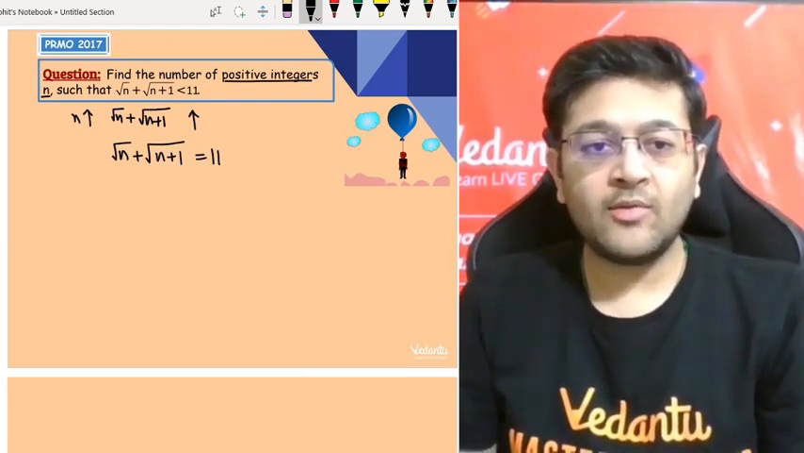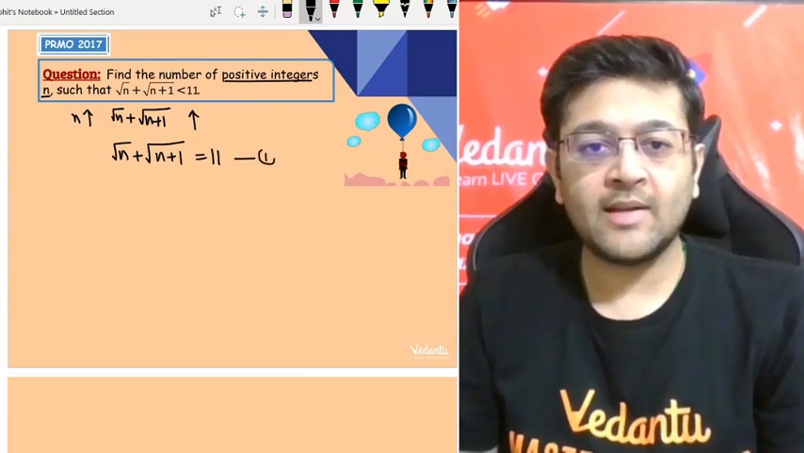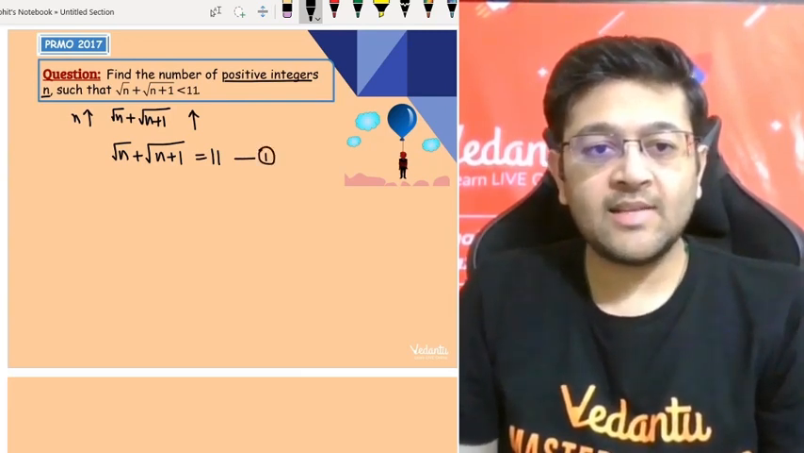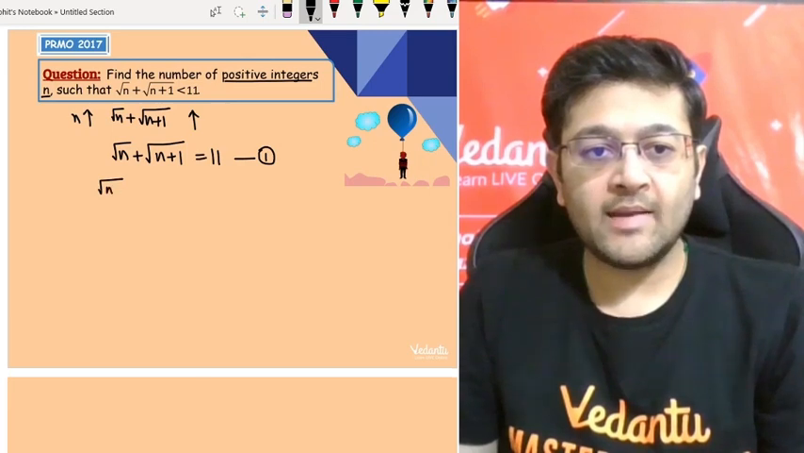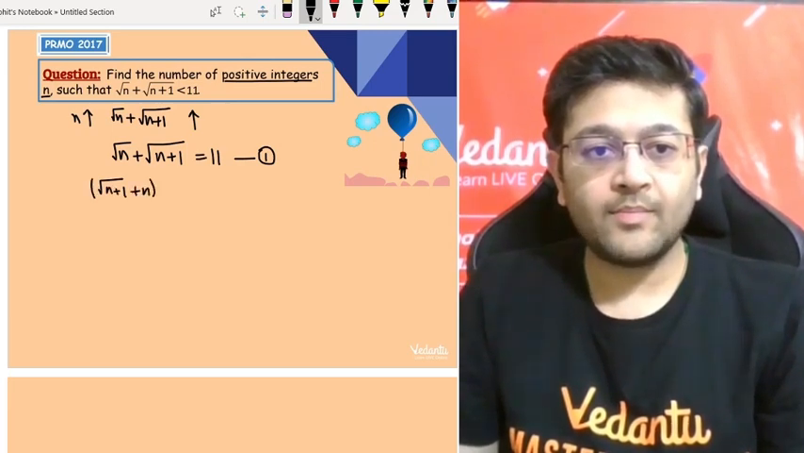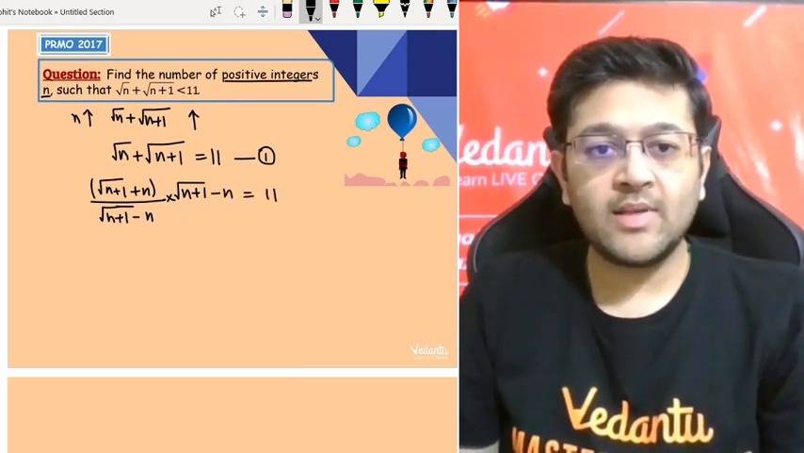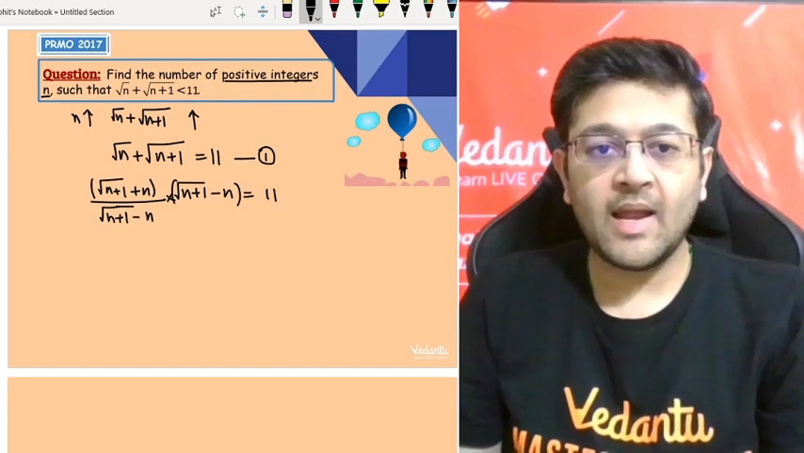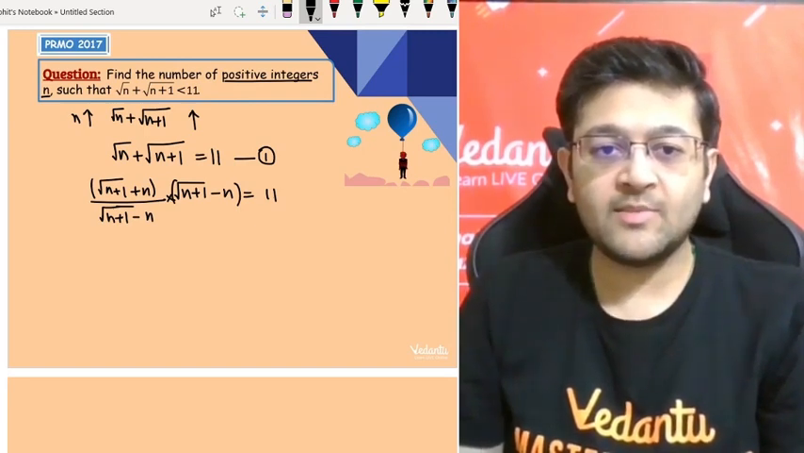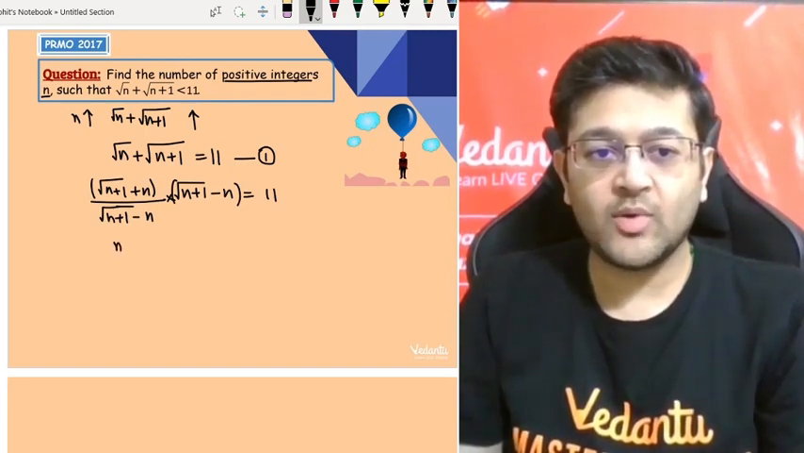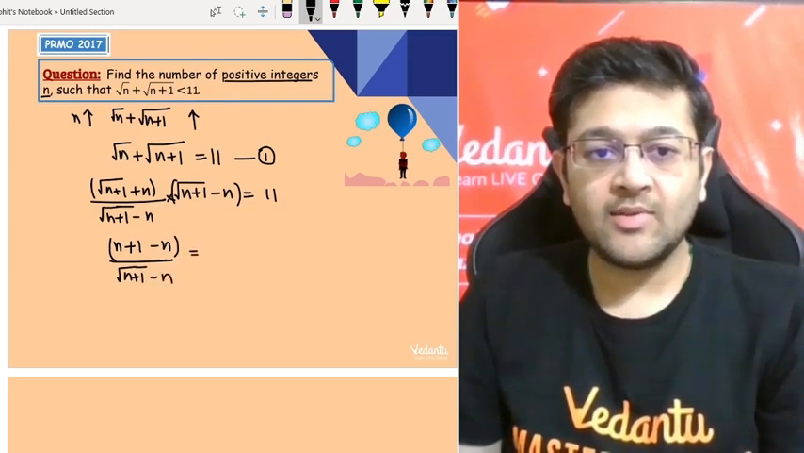One thing is you can rationalize this expression, although you can write it as the first equation. Let's rationalize it and you will get root n plus 1 plus n upon root n plus 1 minus n into root n plus 1 minus n equal to 11. As you can see in the numerator, they will multiply and the identity will be used: a plus b into a minus b, which is equal to a square minus b square, which will be n plus 1 minus n upon root of n plus 1 minus n, okay, which is 11.